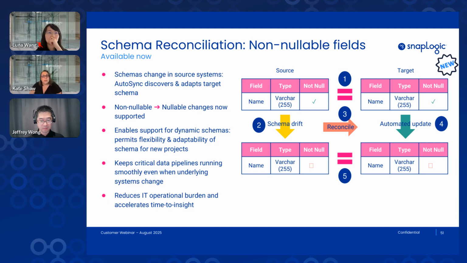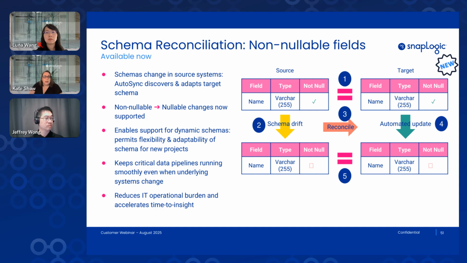Now, when we sync that, we sync the schema directly across using AutoSync. So it makes the field in the target system also non-nullable. But if I change that in my source system, that's what we call schema drift. And so now I don't have to have a value in that field. The next time you sync with AutoSync, the system will automatically reconcile that and update the schema rather than just break or require you to go and change that schema manually.